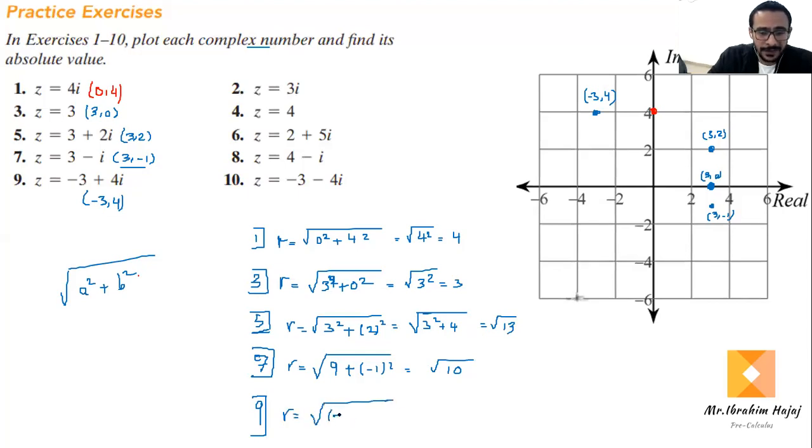And number 9, the absolute value of the complex number negative 3 plus 4i. Negative 3 squared plus 4 squared, so the square root of 9 plus 16, which is 25. The square root of 25 is 5.